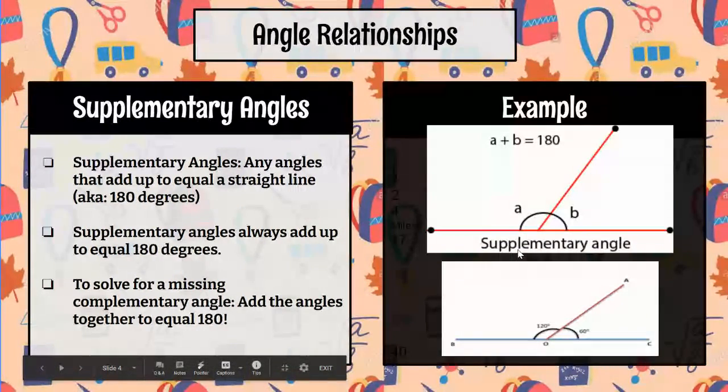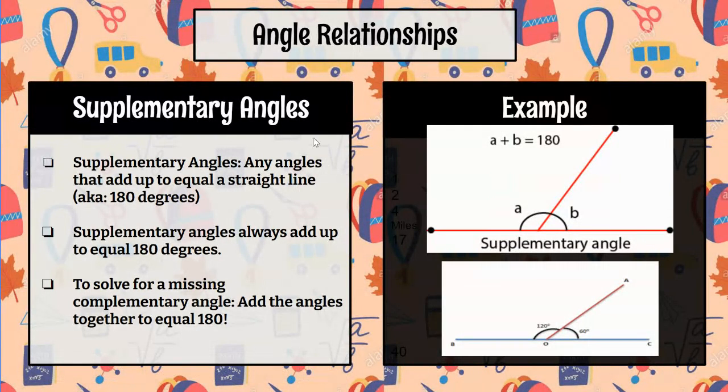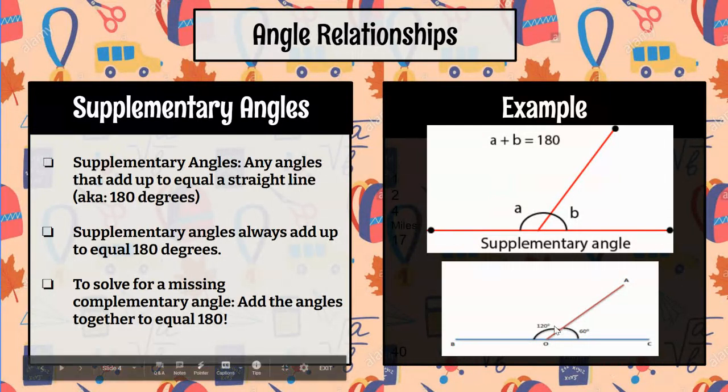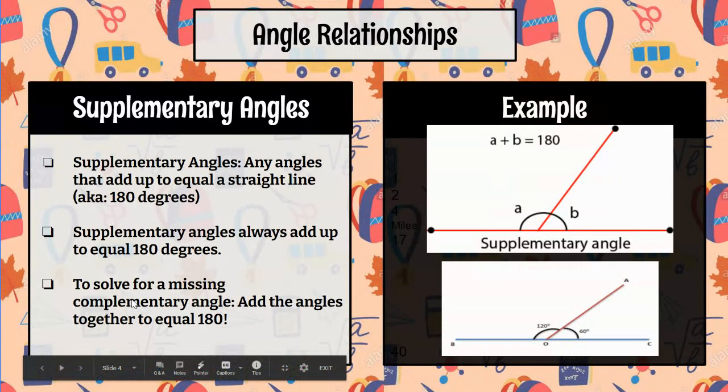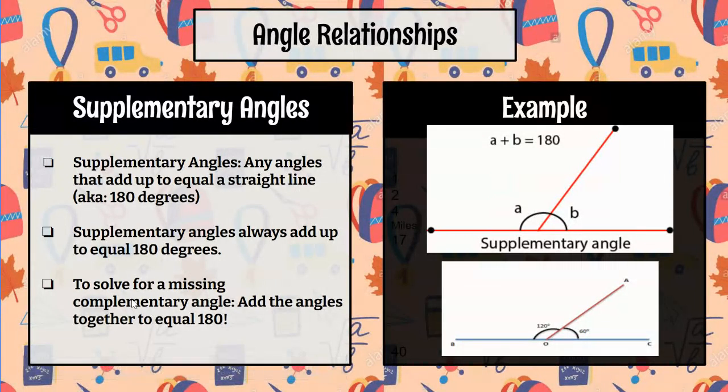Complementary, 90 degrees. Supplementary angles are any angles that add up to equal a straight line. Notice here I've got angle A and angle B. When you put them together, they make a full straight line. Then I've got 120 over here and 60. They also equal a straight line. What you need to know about supplementary angles is they always add up to equal 180 degrees. To solve for a missing supplementary angle, add them up to equal 180 and then solve.